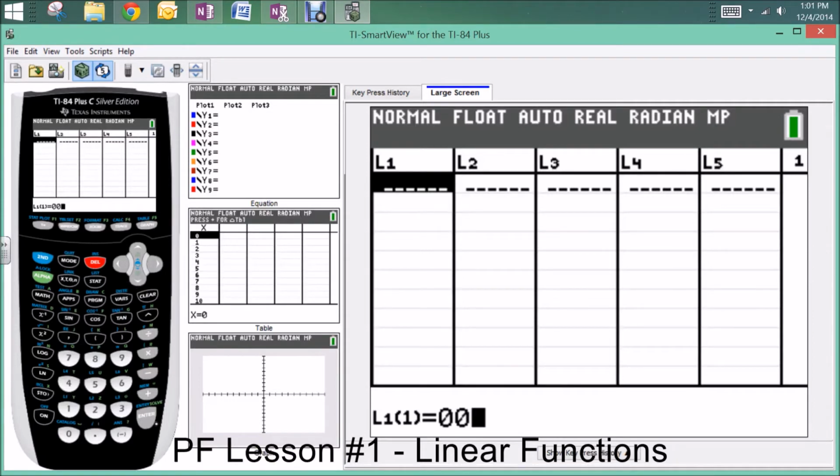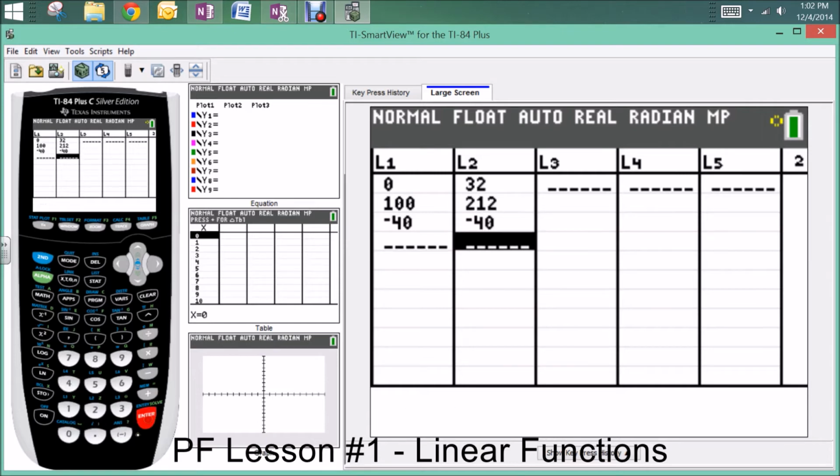Okay, 0 degrees Celsius. I've got 100 degrees Celsius. I've got minus 40 degrees Celsius. I can go over to my L2 and I can say, okay, 0 degrees Celsius is 32 Fahrenheit. 100 degrees Celsius is 212 degrees Fahrenheit, and minus 40 is minus 40. And once I've got this data in, I can get it to come up with an equation.